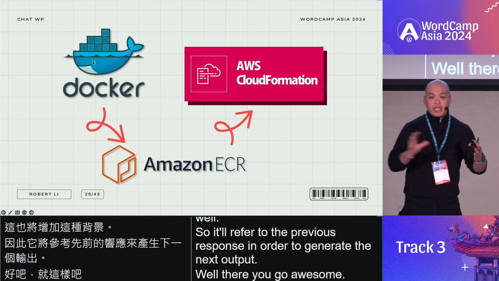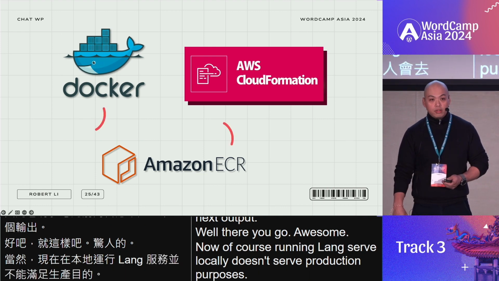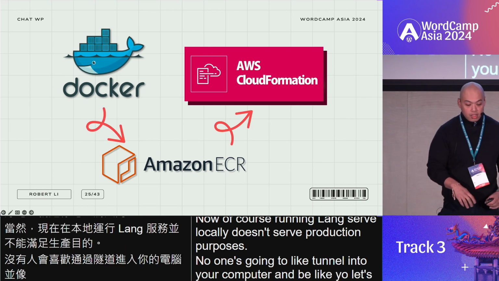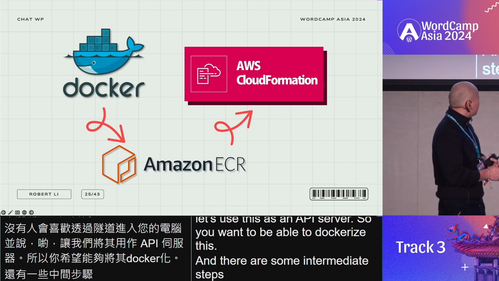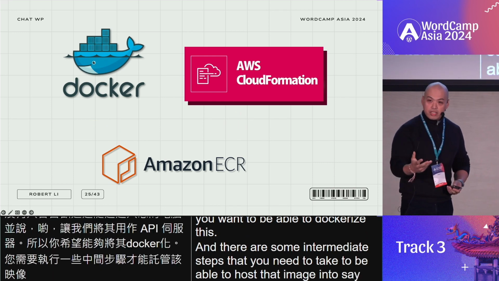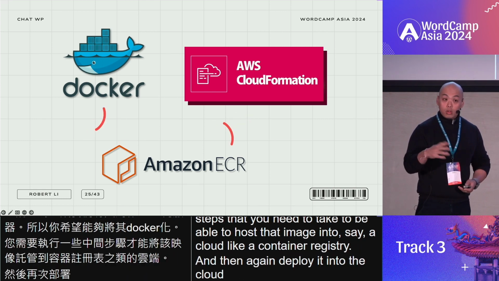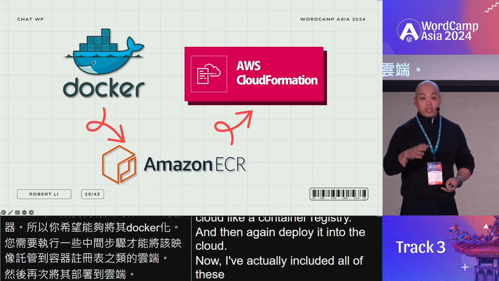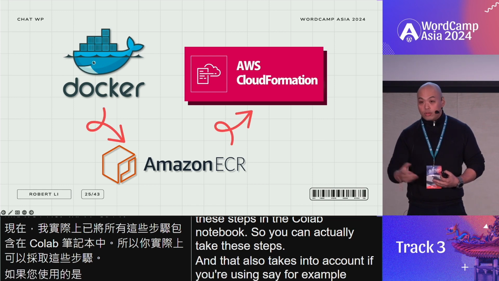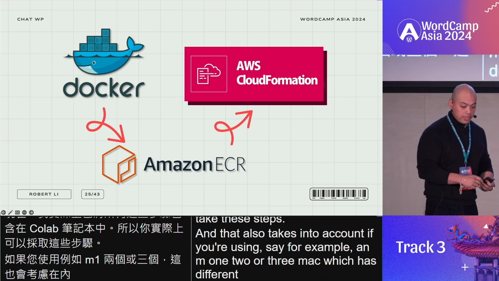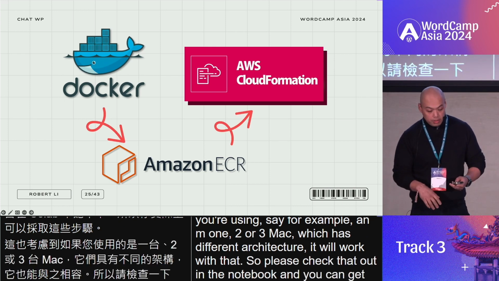Now, of course, running LangServe locally doesn't serve production purposes. No one's going to tunnel into your computer and say, yo, let's use this as an API server. So you want to be able to Dockerize this, and there are some intermediate steps that you need to take to be able to host that image into, say, a cloud, like a container registry, and then again, deploy it into the cloud. Now, I've actually included all of these steps in the Colab notebook, and that also takes into account if you're using, say, for example, an M1, 2, or 3 Mac, which has different architecture, it will work with that. So please check that out in the notebook, and you can get your own API endpoint working.